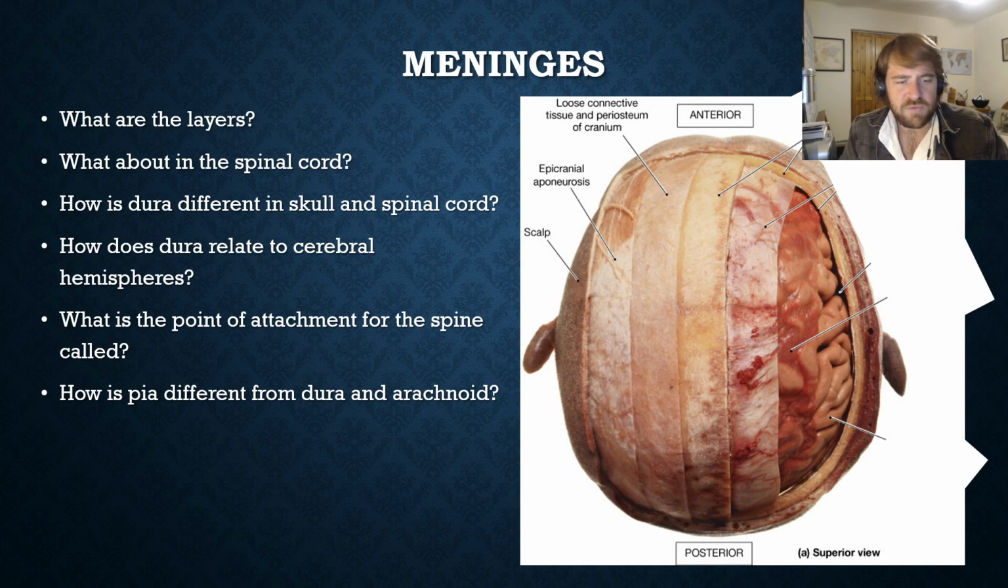The point of attachment for the spine, this is not a meningeal layer I'm talking about here. I'm actually talking about bone. So what is the point of attachment for the spine? How does it get into the skull? Do you remember what that's called? It's called the foramen magnum. Literally means large hole.